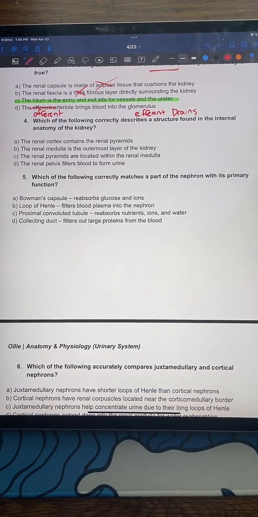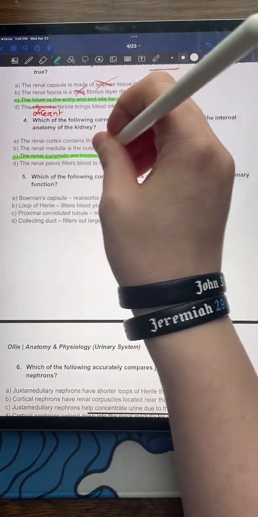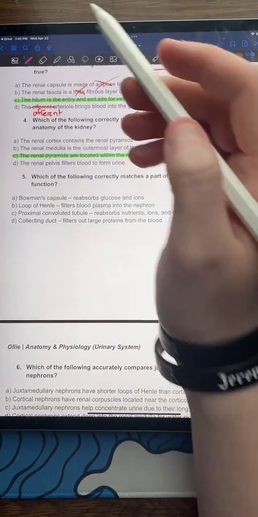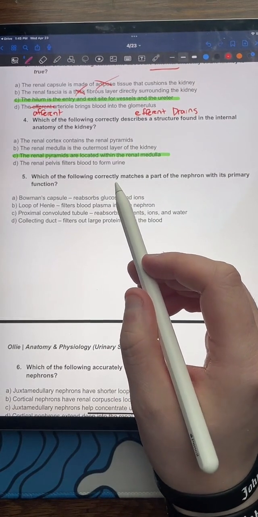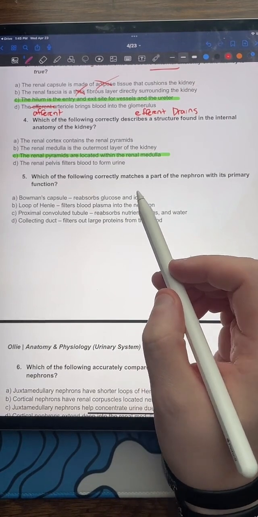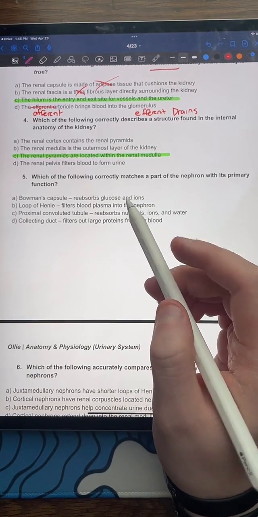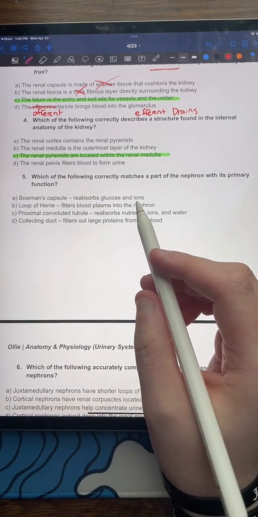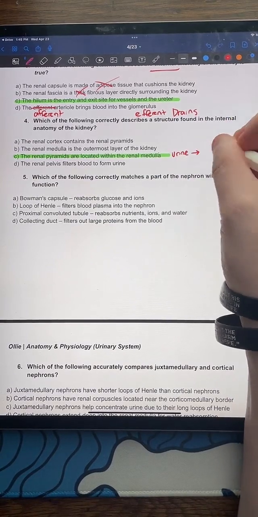Number 4, which of the following correctly describes a structure found in the internal anatomy of the kidney? The answer is C. The renal pyramids are located within the renal medulla. So the renal pyramids are those cone-shaped structures. They are found in the renal medulla. This is what's going to be responsible for transporting urine to the calyces.